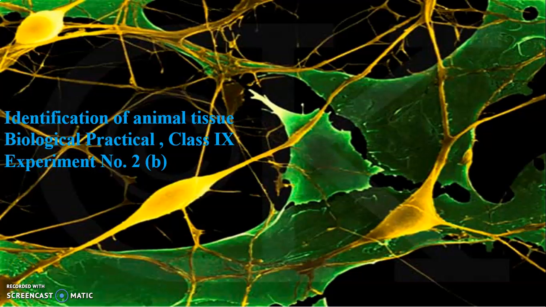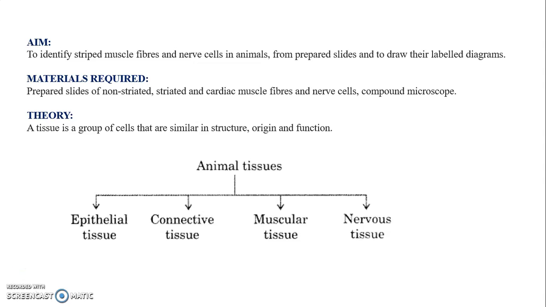Good morning, students. Today we're going to discuss the identification of animal tissues in our biological practical class. Today's experiment number is 2B, and this is our last demonstration. The aim of today's experiment is to identify striped muscle fibers and nerve cells in animals from prepared mounted slides and to draw their labeled diagrams.